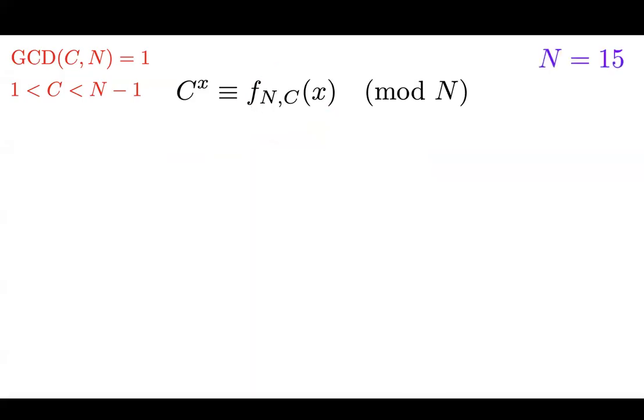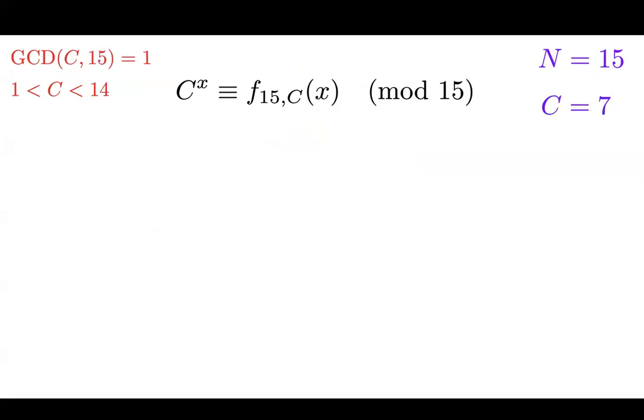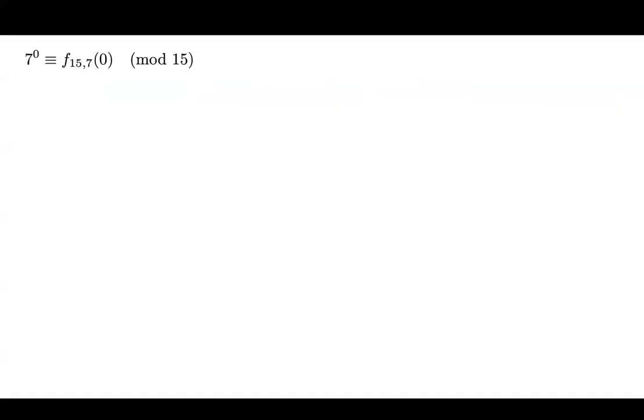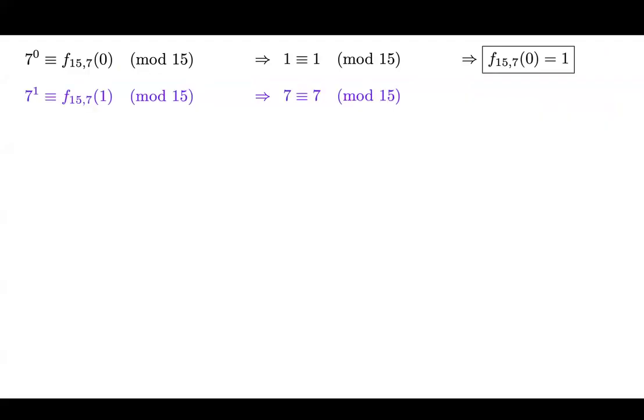Let's look at the example where n equals 15. And let's choose c equals 7. We will evaluate the relation for x from 0 to 8 to determine the value of the modular exponential function in each case. For x equals 0, we get 1 is congruent to 1 modulo 15, so f of 0 equals 1. For x equals 1, we get 7 is congruent to 7 modulo 15, so f of 1 equals 7.